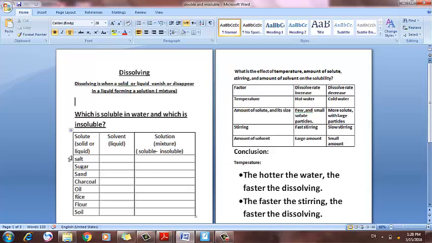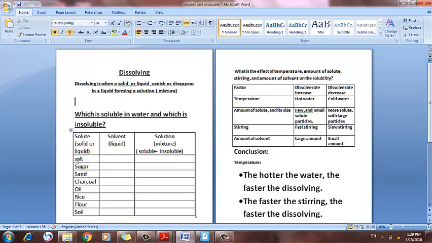Okay, you can bring those solutes now: salt, sugar, sand, charcoal, oil, rice, flour, and soil. Those different solutes, not all of them, the ones that are available for you. And solvent, water. We are going to use water as the solvent. Pause the video and go bring your ingredients to do the experiment with me.